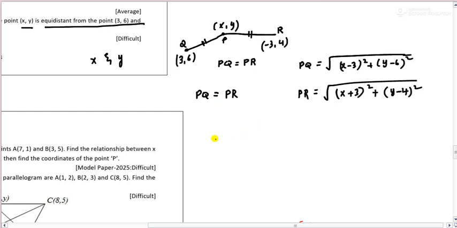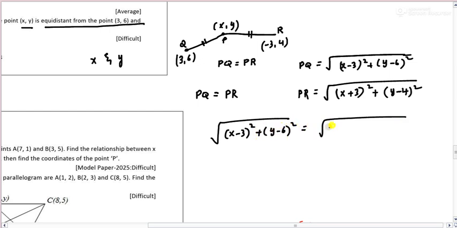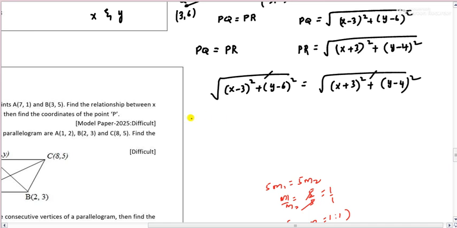Now both should be equal. So just write here x minus 3 whole square plus y minus 6 whole square is equal to root of x plus 3 whole square plus y minus 4 whole square. Both these roots will get cancelled, and if you expand here you will get x minus 3 whole square. So I'll use the identity a minus b whole square. What is it? a square plus b square minus 2ab, correct?